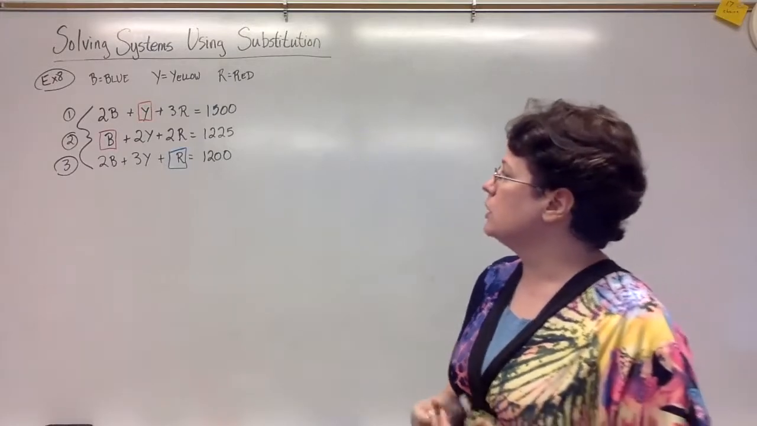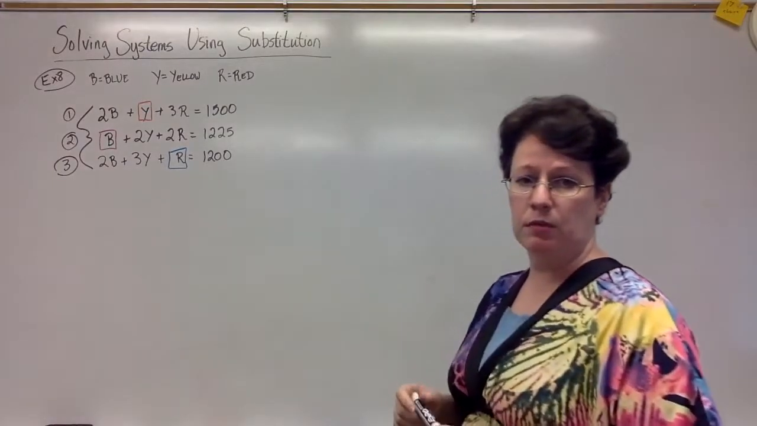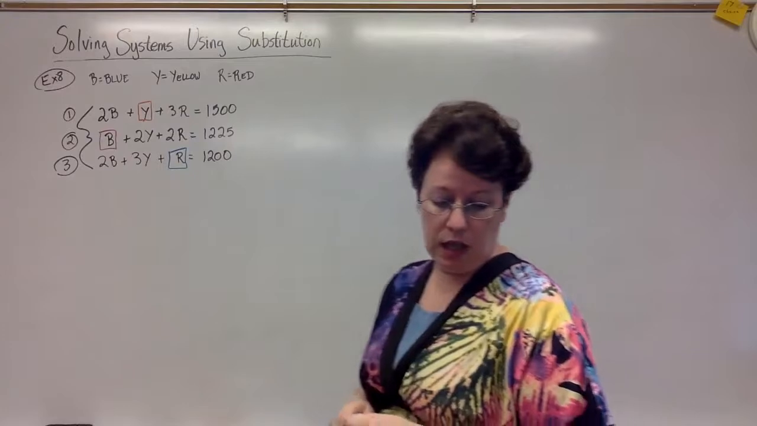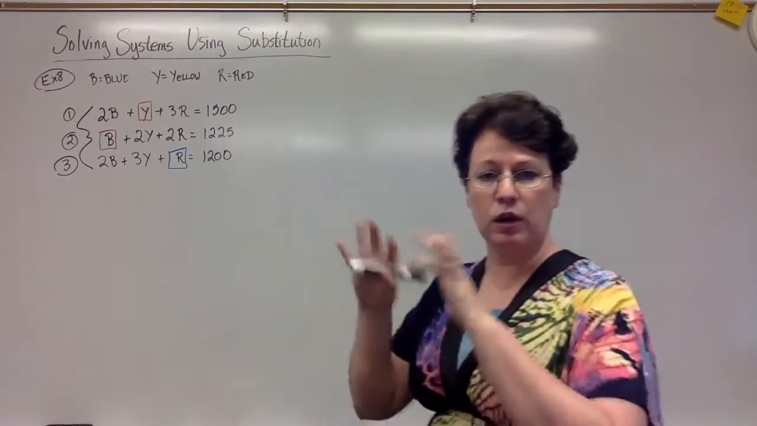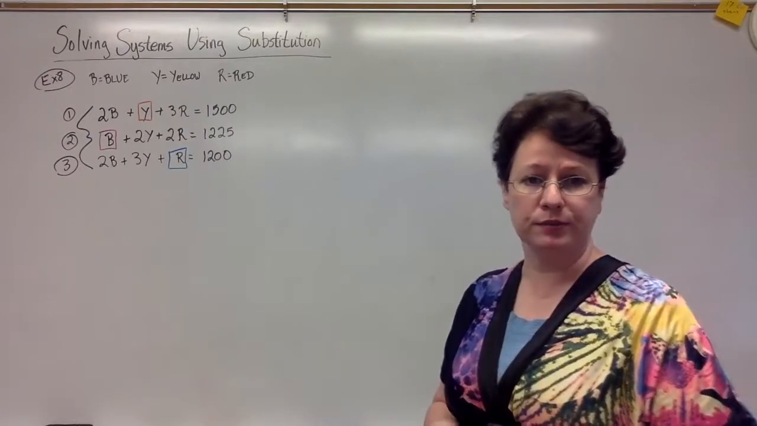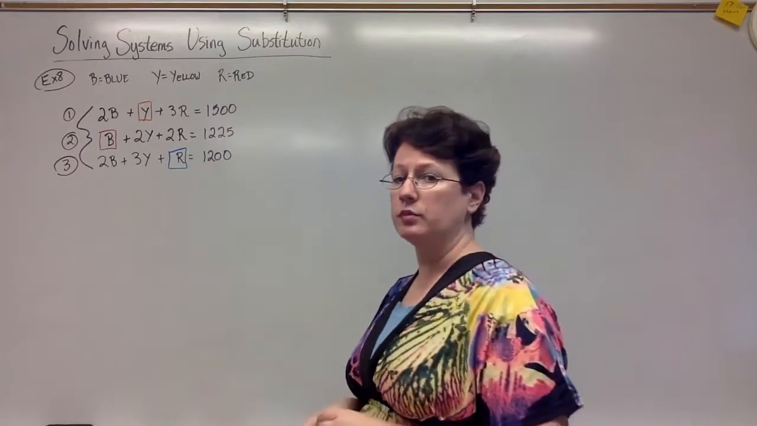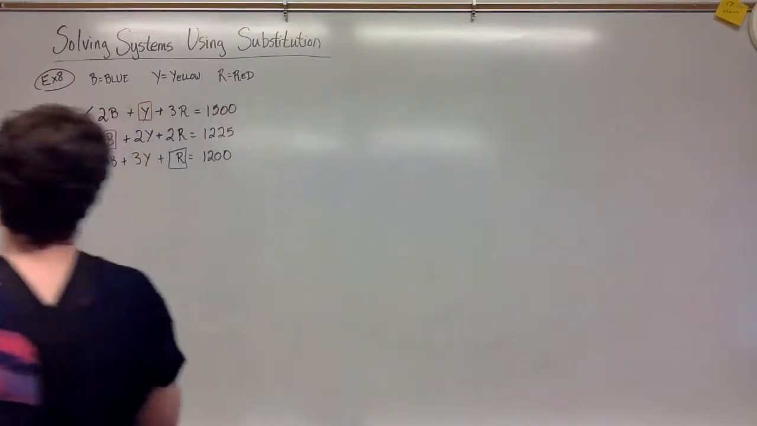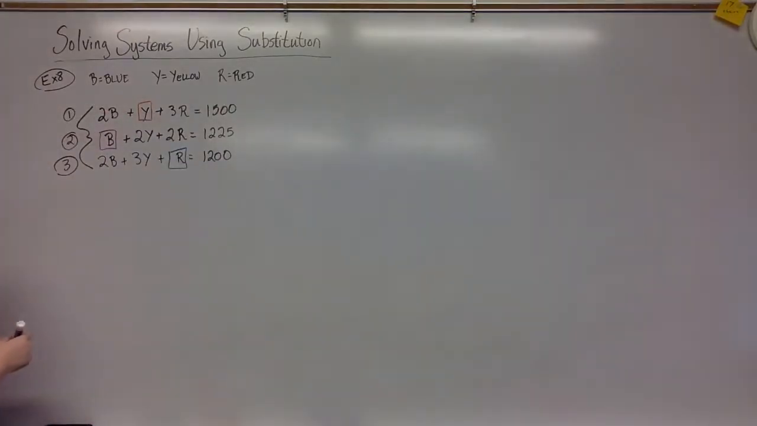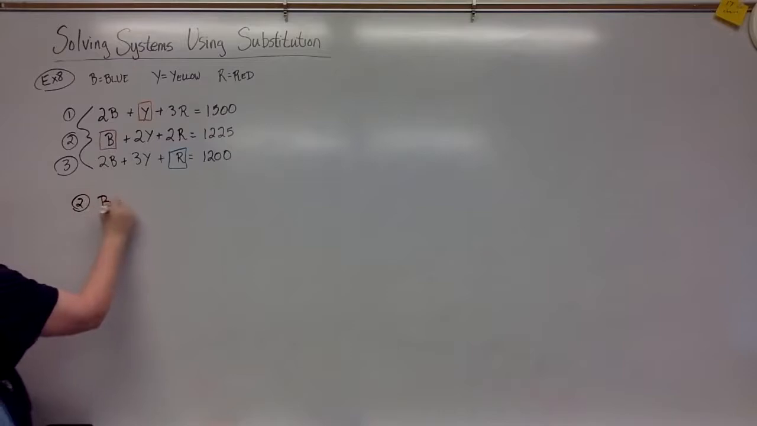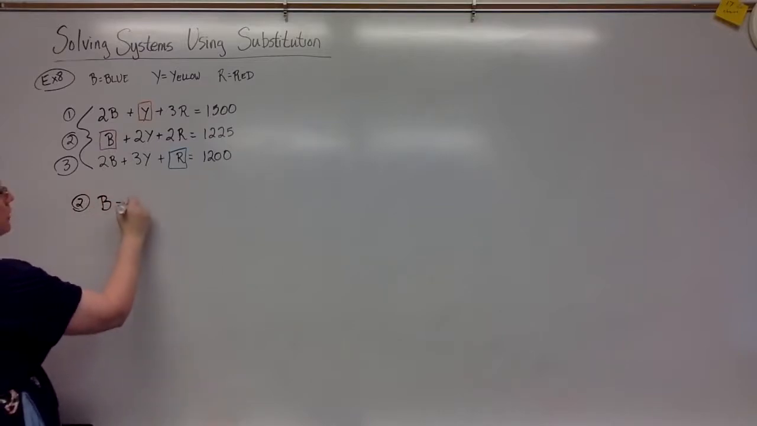I'm going to start with equation 2. I'm going to get that b by itself. All right? And I'm going to plug it into the other 2 equations to get rid of all my b's. Okay? And then we'll go from there. All right? So I'm going to start with equation 2. Let's get b by itself. So to get b by itself, it's super easy. All we have to do is subtract the other 2 things.